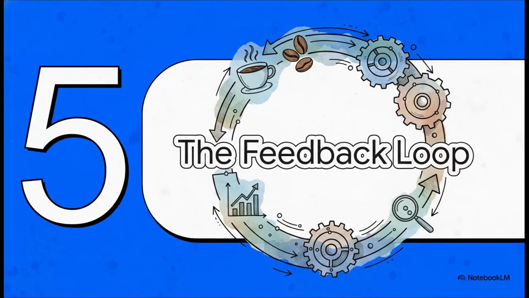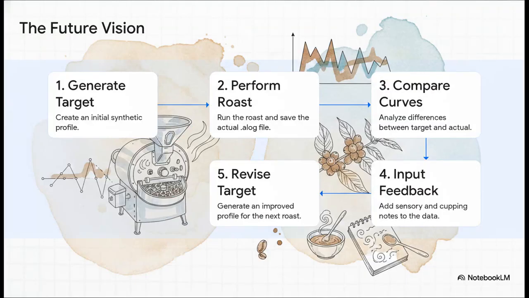So what's the big takeaway here? Let's talk about the final piece, the roaster's feedback loop. Because really, the whole point of this isn't about the tool spitting out one perfect magical profile. It's about creating this amazing cycle where you're constantly learning and getting better. And this is where it gets really exciting. The next big step is to completely close that loop.